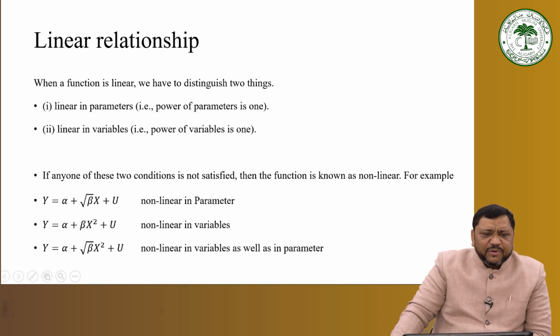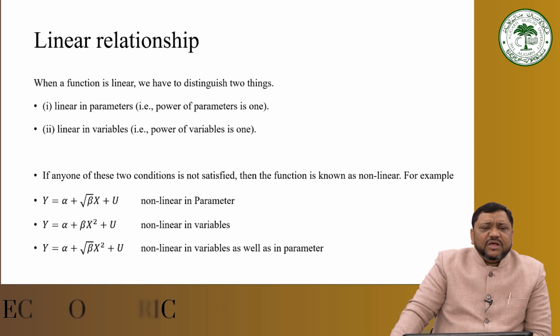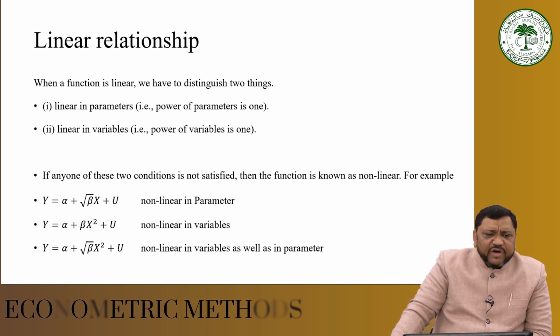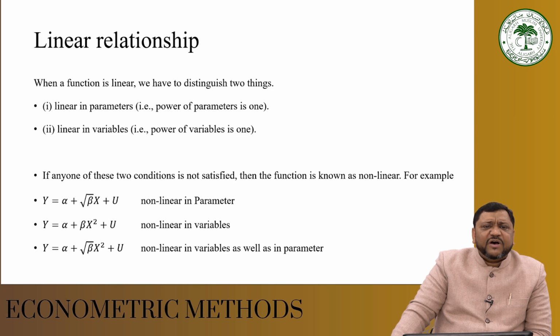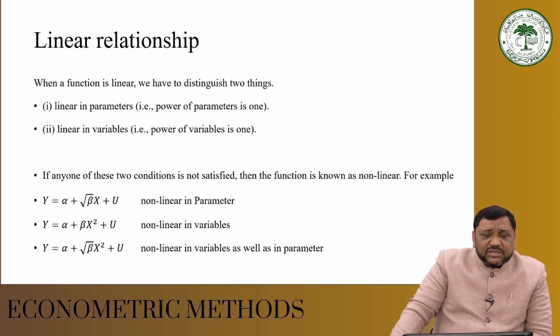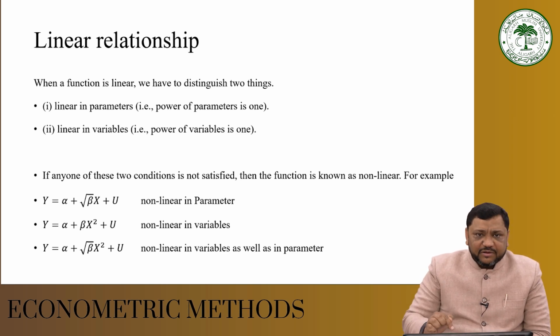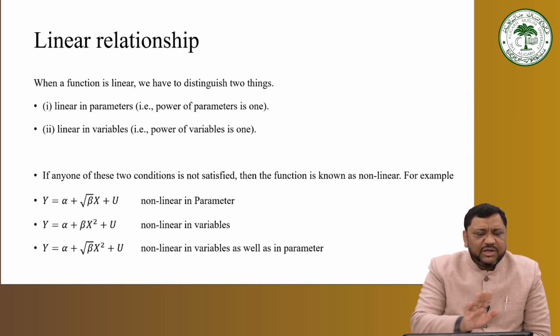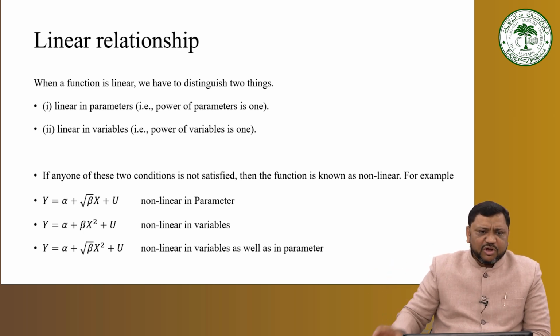Take the first case, one of the three examples given here: y is equal to alpha plus square root of beta x plus u. Here, this particular equation is non-linear in parameter. The variable is x, no problem, but the parameter is non-linear. Now this we cannot use in econometrics.